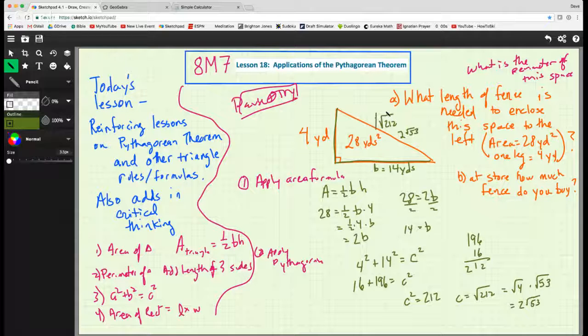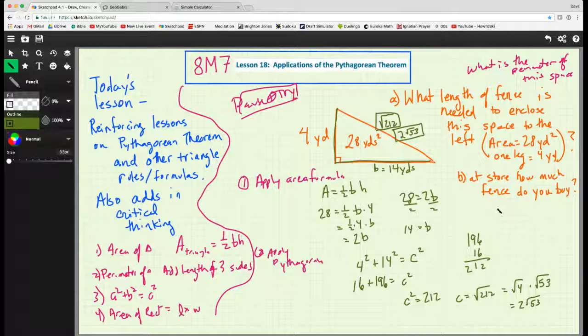So either one, this is not simplified, and this is simplified. Now, what is the square root of 212? Because we're going to go to the store and say how much fence we want to buy, and we can't say we want 18 yards plus the square root of 212 yards. We have to tell the guy.